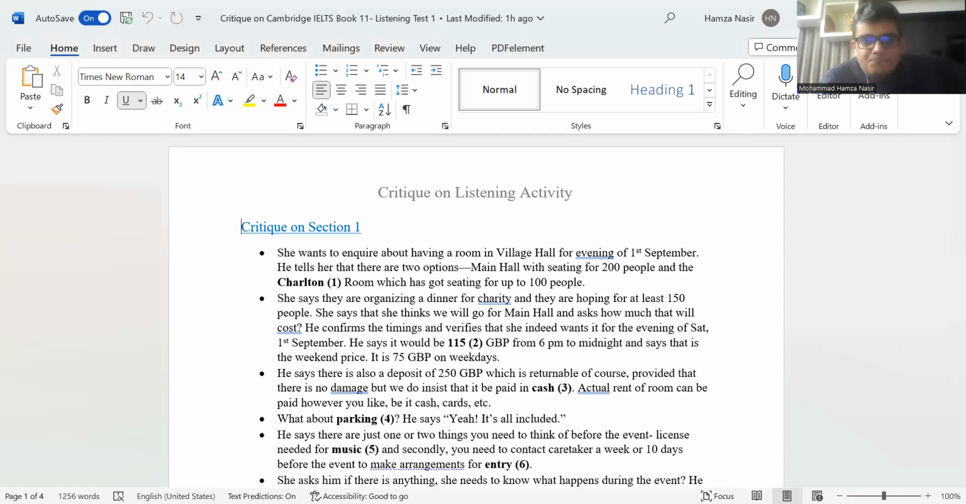Okay. Next up, she says they're organizing a dinner for charity and they're hoping for at least 150 people. She says that she thinks we will go for the main hall and asks how much that will cost. He confirms the timings and verifies that she indeed wants it for the evening of Saturday, 1st September. He says it would be £115 from 6 p.m. to midnight. It says that is the weekend price, and it's 75 pounds on weekdays.